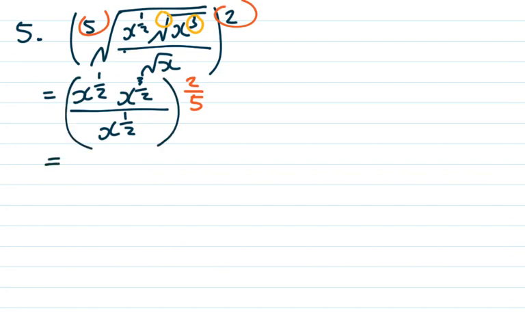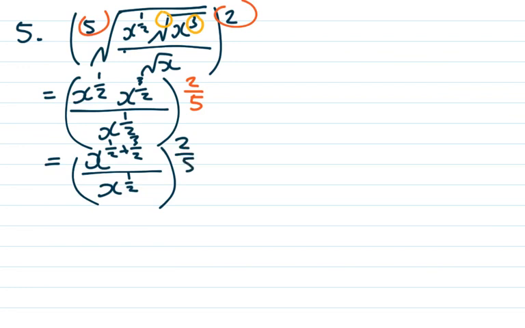Now, I'm going to simplify the exponents inside the bracket so I have the same base all around. So in the numerator, I'm going to add those exponents. So now I have x to the power of 1/2 plus 3/2 divided by x to the power of 1/2, all to the power of 2 over 5. 1/2 plus 3/2 is 4/2.